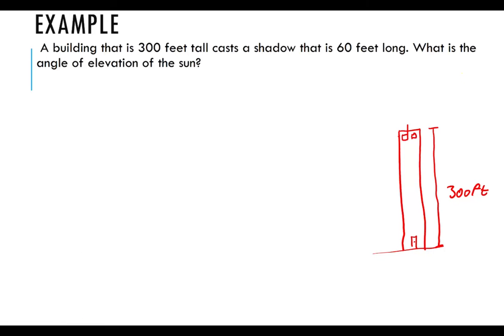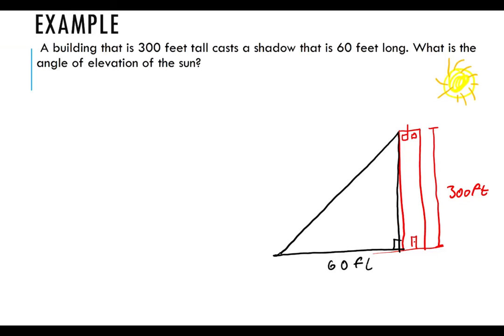So I'm going to go ahead and draw in the sun. Here's the sun, and it creates a shadow. That shadow comes down here. We're assuming that our right angle is here, and that height is 300. If the shadow is 60 feet, we want to know what is the angle of elevation of the sun. That's theta. I notice that this is the opposite side of that theta, and this is the adjacent side of that theta.